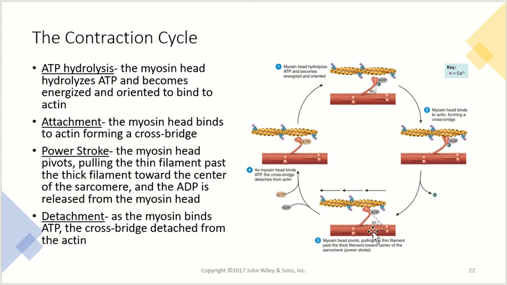We then have our power stroke, which sounds pretty badass. This is when the myosin head is going to pivot, and it's going to pull the thin filaments past those thick filaments, towards the center of that sarcomere. Then the ADP that's bound to our myosin head is going to be released, and this is going to allow for detachment to occur. As the myosin binds to ATP again, so we release our ADP, we bind some ATP, and this is going to cause the cross bridge to detach from the actin. Then the whole process is going to start over, where that myosin head is going to hydrolyze this newly attached ATP, allowing the whole process to continue. It's very cyclical.